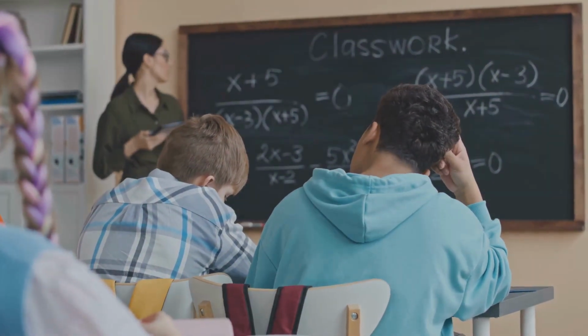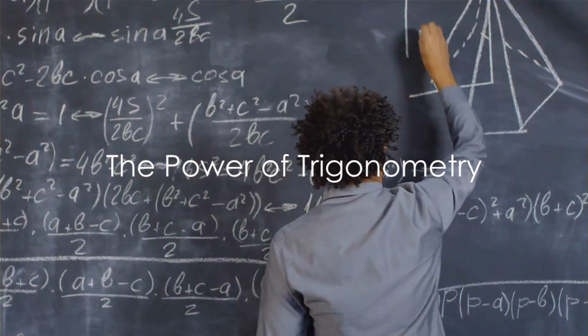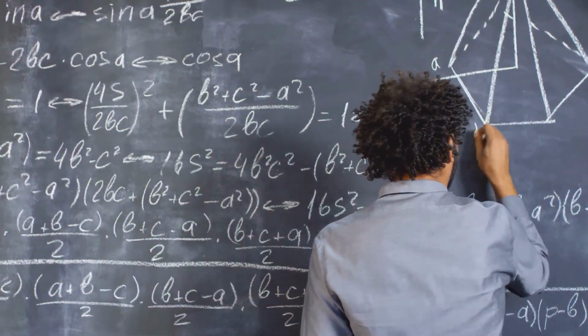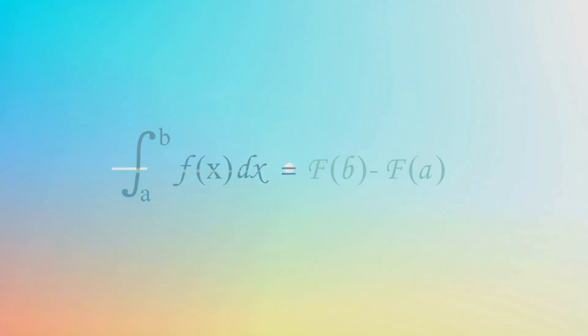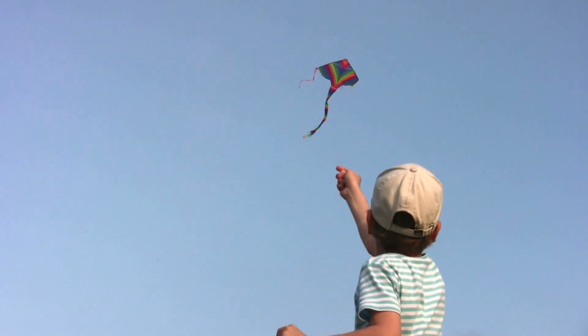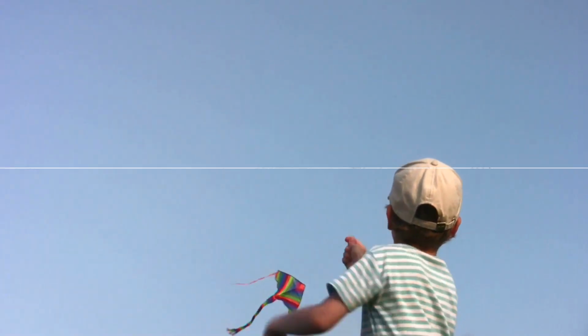found using Pythagoras' theorem. On the other hand, trigonometry, a branch of mathematics, deals with the relationships between the sides and angles of triangles. Trigonometric functions such as sine, cosine, and tangent help in determining these relationships. In our kite example, trigonometry can help find the angle at which the kite is flying by using the lengths of the sides of the triangle.